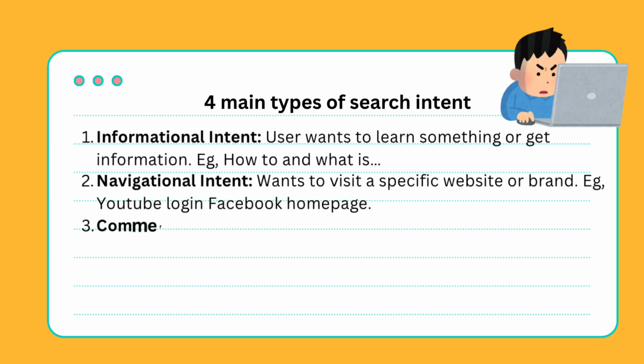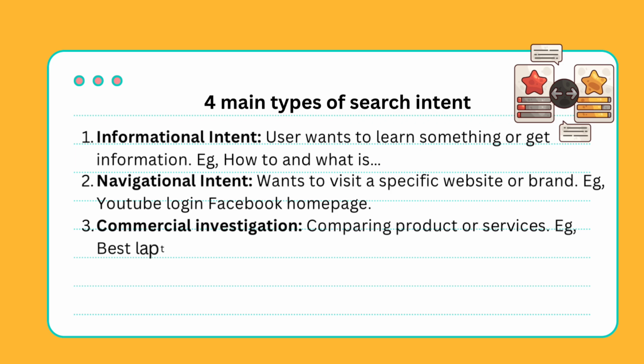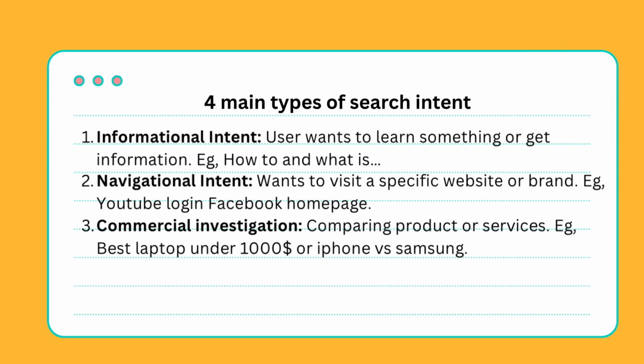3. Commercial investigation. Here the user is comparing products or services, but has not made the final decision yet. Examples: best laptops under $1,000, iPhone versus Samsung comparison, best SEO tools 2025. For these searches, comparison articles and review blogs perform very well.